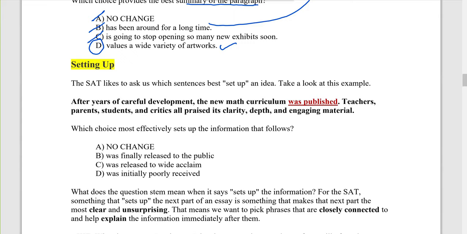Set up. And I need people to know the meaning of sitting up, okay? This is very important. The SAT likes to ask us which sentences best set up an idea. Take a look at this example, okay? This paper is not taken from any book. That's according to my experience. This is according to my experience and what I see in the exam, okay? What about set up an idea?